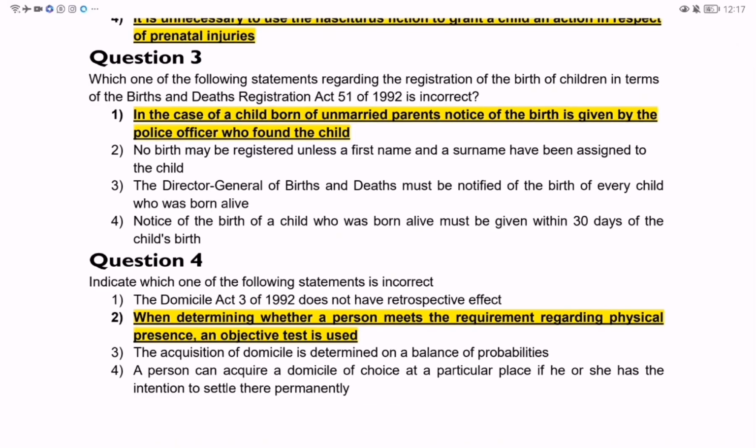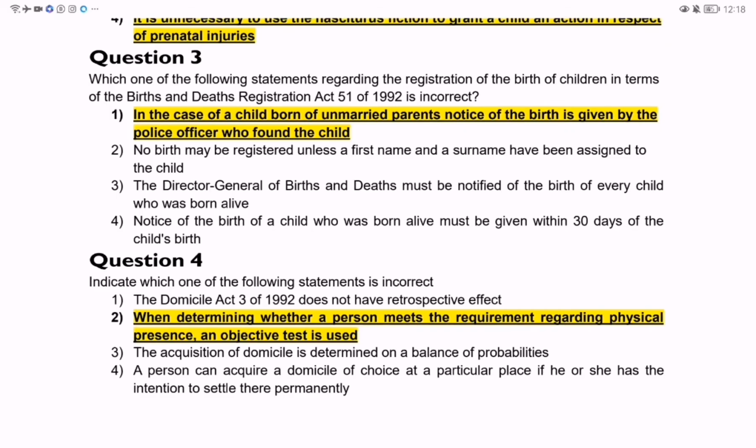Let us move on. Which one of the following statements regarding the registration of the birth of children in terms of the Births and Deaths Registration Act 51 of 1992 is incorrect? No birth may be registered unless a first name and a surname has been assigned to the child. This is true. The Director-General must be notified of every child who was born alive. True. Notice of the birth of a child who was born alive must be given within 30 days of the child's birth.